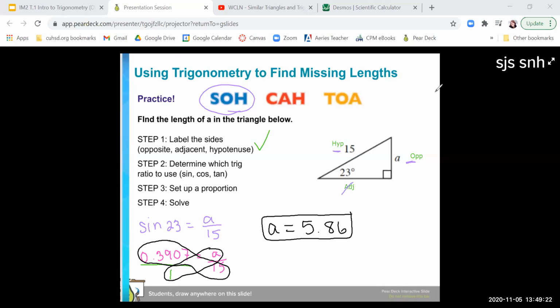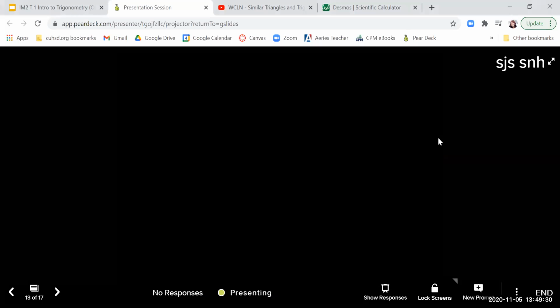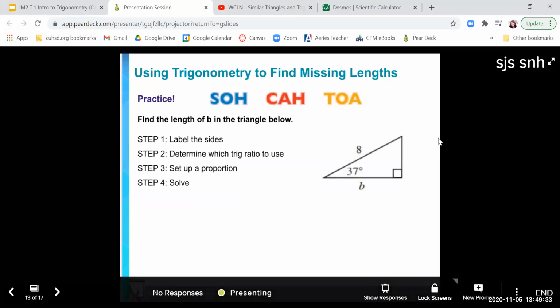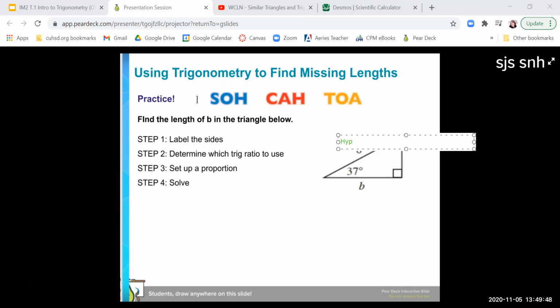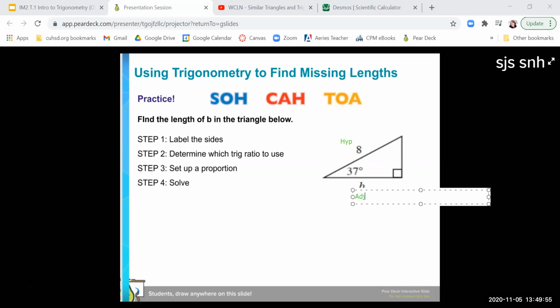All right, I'm going to go ahead and clear. Let's try that again. Same process every single time, this is the process. We start by labeling our sides. Remember, this time we have a 37-degree angle. I like to start with the hypotenuse, since I always know it's the same. Next to the angle, this B side is adjacent because that's next to, which leaves this one over here opposite.